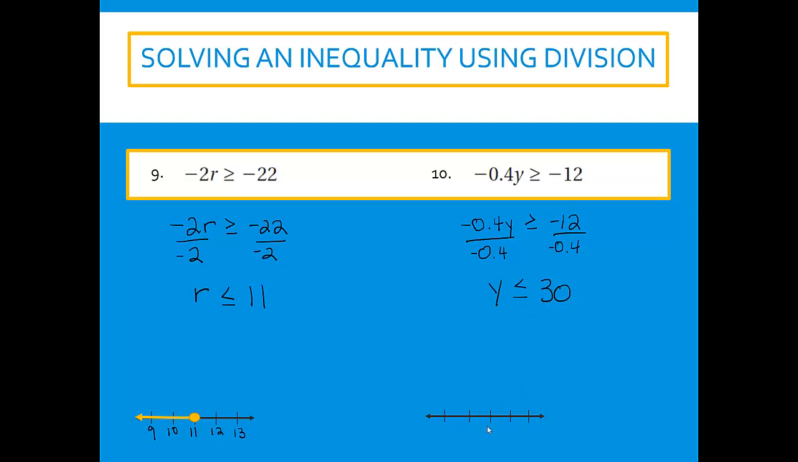Now we can fill out our number line. So we have 30, and then to the right we have 31, and then 32, and to the left we have 29 and 28. Our symbol is less than or equal to, so we would have a closed circle at 30, and the numbers that are less than or equal to 30 are the numbers to the left. So we will shade to the left.